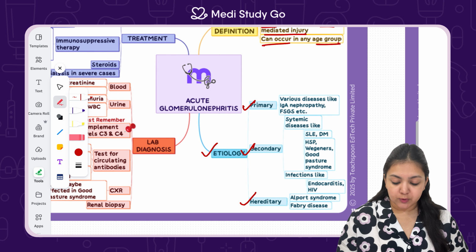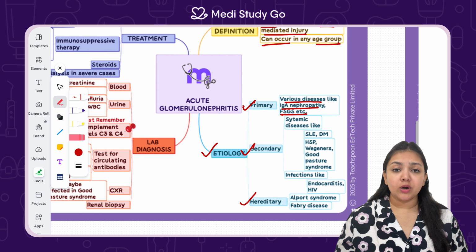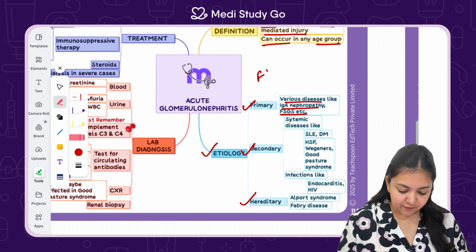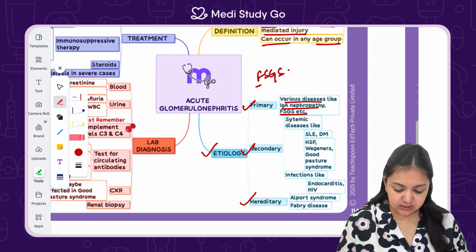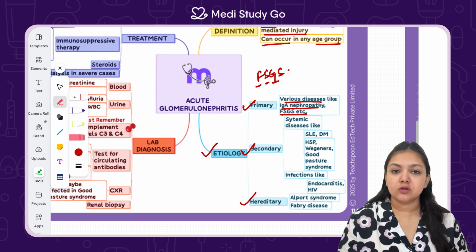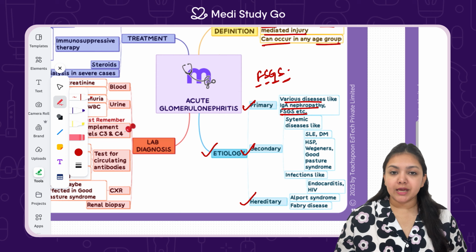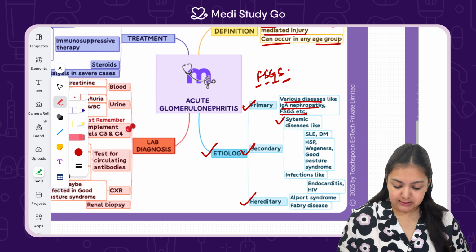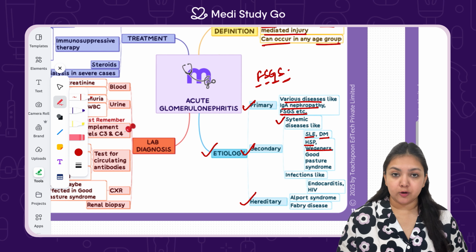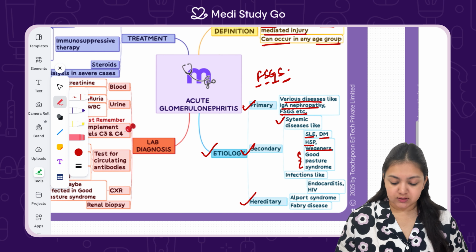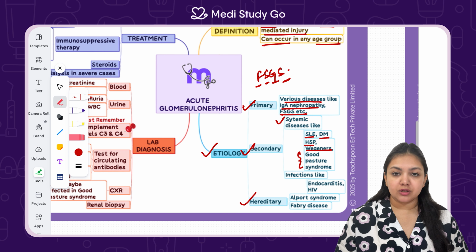Primary etiology is because of various diseases like immunoglobulin A nephropathy, FSGS, etc. What is FSGS? FSGS stands for focal segmental glomerulosclerosis. Coming to secondary causes, there can be systemic diseases like SLE, diabetes mellitus, HSP, Wegener's granulomatosis, and Goodpasture syndrome, which can also lead to the inflammation in the glomeruli and the nephrons.